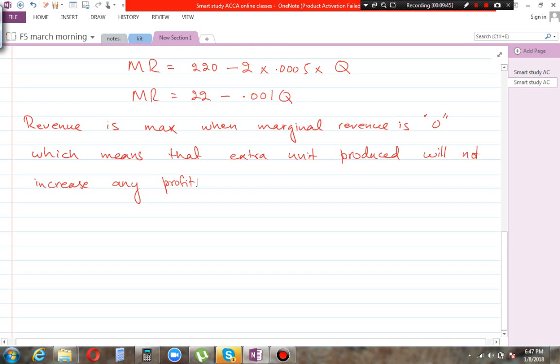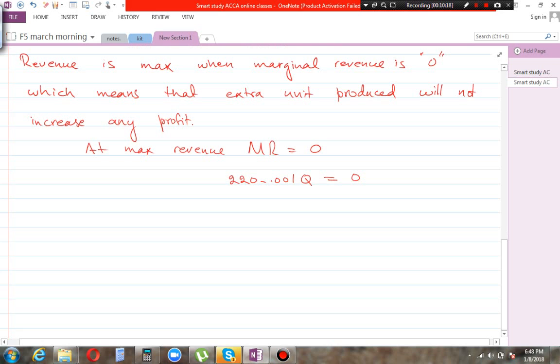So at maximum revenue, the marginal revenue is equal to 0, right? And marginal revenue is equal to 220 minus 0.001 Q, so 220 minus 0.001 Q should be equal to 0. Now we can find the value of Q.